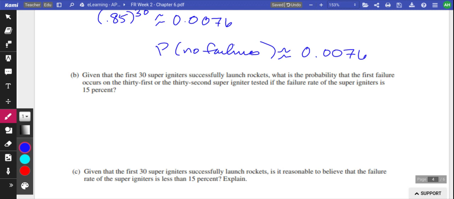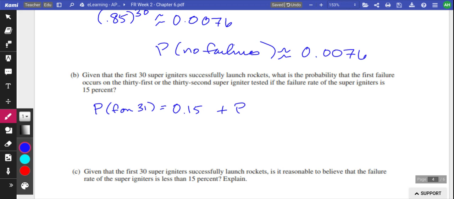So again, you're going to do the same thing. What's the chances of, you've already had the 30 go fine. Remember, those first 30 have no bearing because they're all independent. So the probability of a failure on 31 is just 15%. And we're going to add that to the probability that if 31 was okay. Oh, it says or, so you're just going to add.